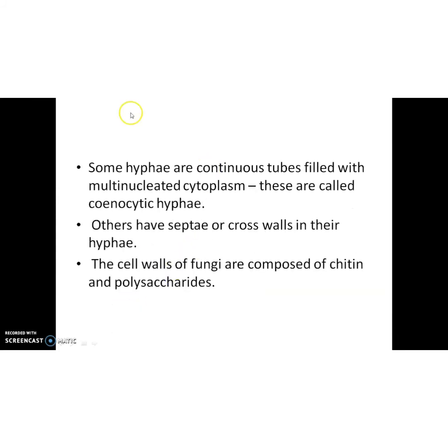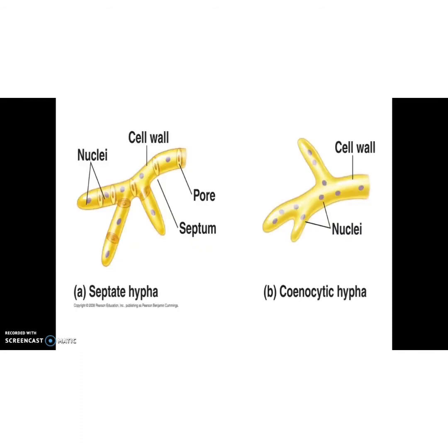Then some hyphae are continuous tubes filled with multinucleated cytoplasm. They are called coenocytic hyphae. But in some others, we can see septa. Septa means cross walls, okay, in their hyphae, and they are known as septate hyphae. Here you can see septa, the cross walls in between. That is septate hypha. This is coenocytic hypha. Clear?